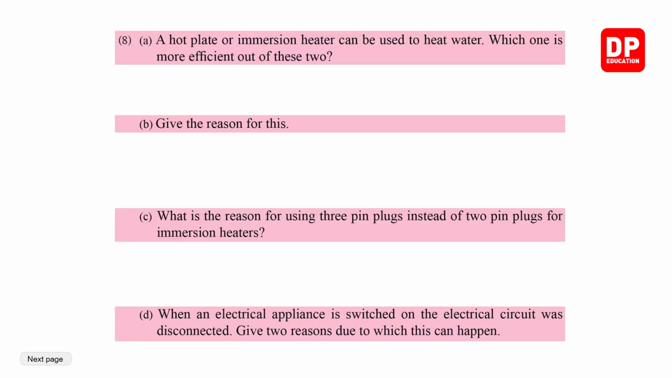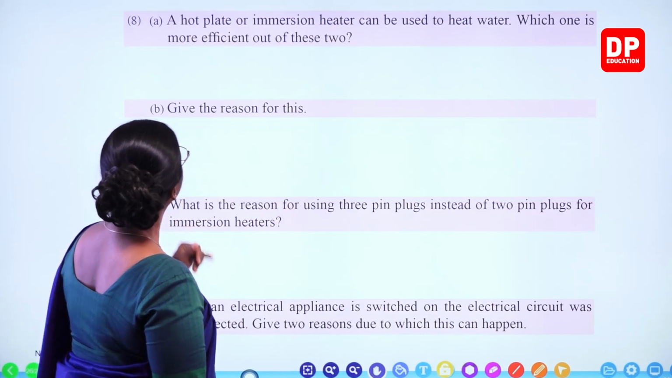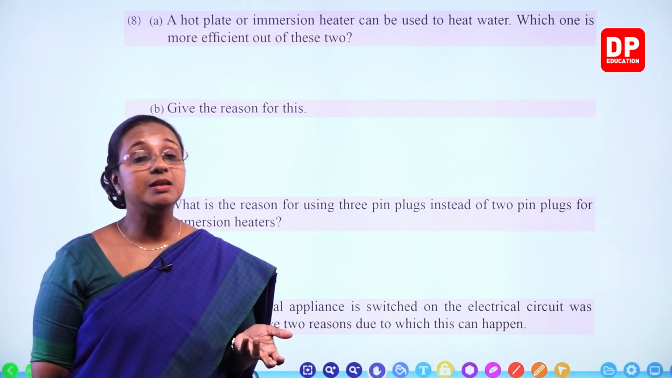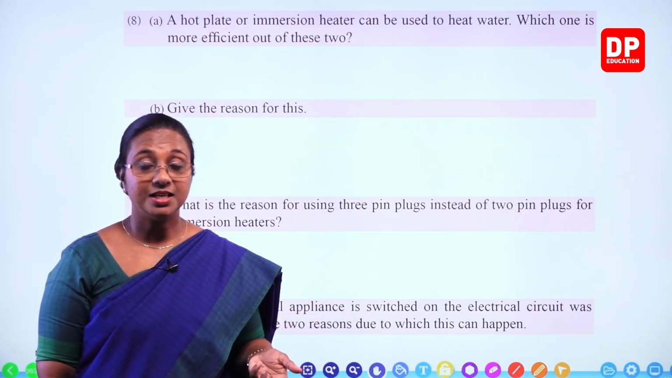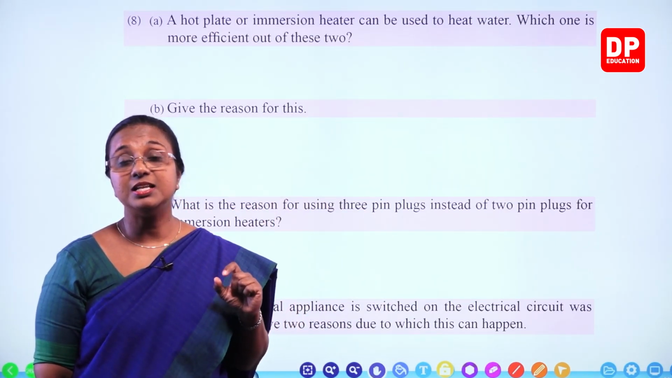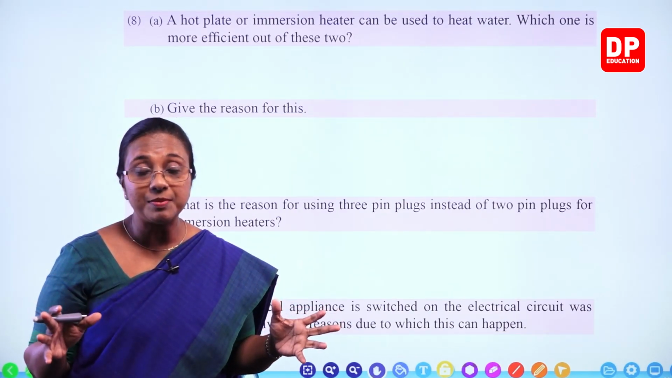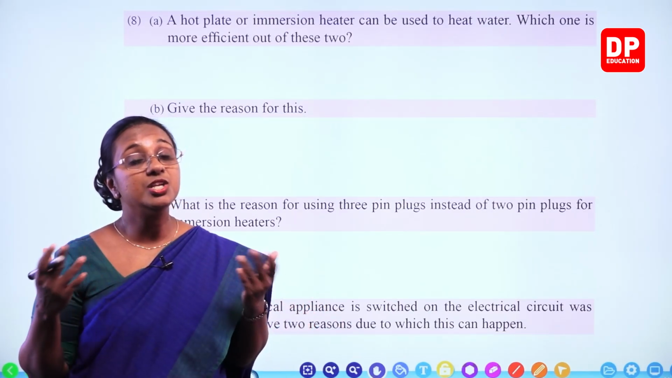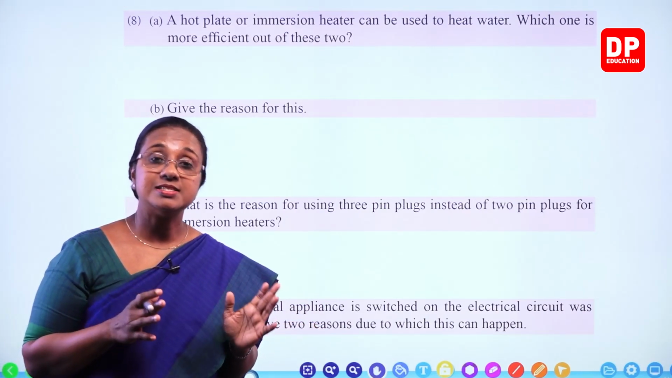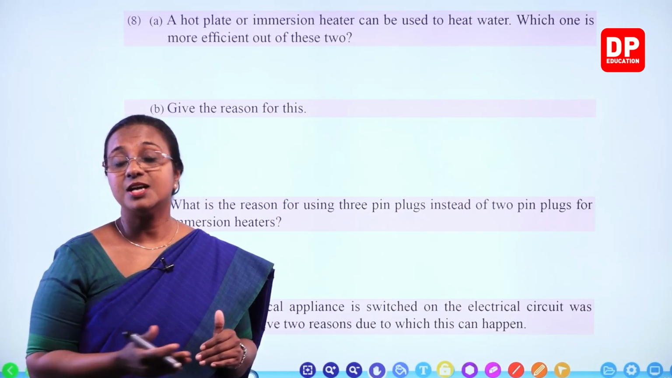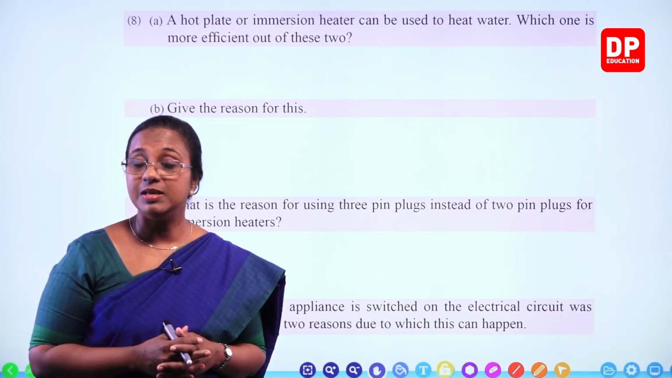Question number 8. A hot plate or immersion heater can be used to heat water. Which one is more efficient out of these two? Which one is more efficient? The immersion heater. Why is that? Because there you immerse the heater into water. So all the heat that is produced is supplied to the water. It is not lost. But whereas in a hot plate, it is efficient, but still there is a chance of a little bit of heat being lost.